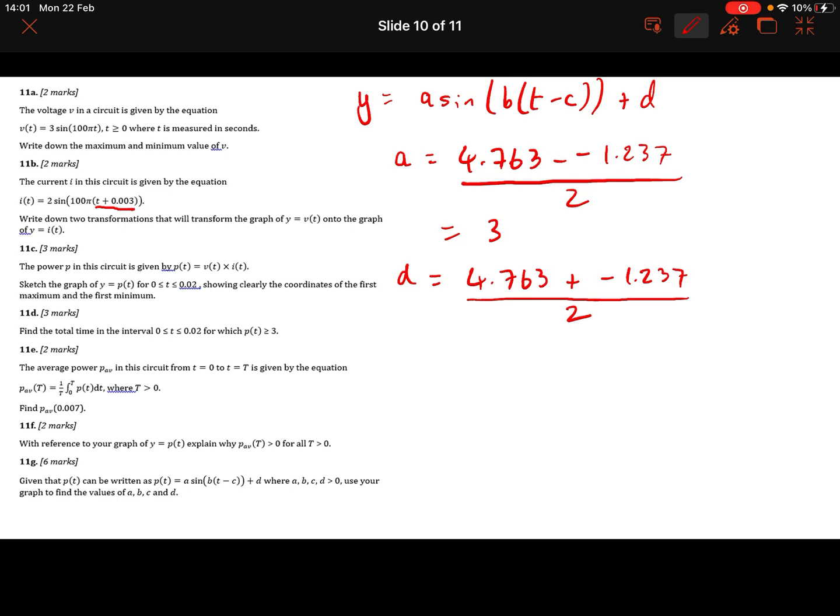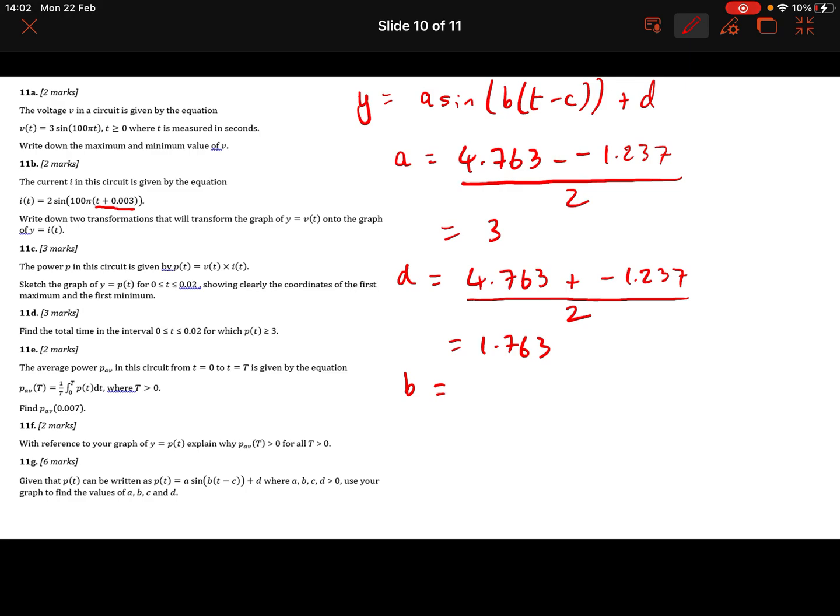Now, the normal period of a sine curve is 2 pi. And so what we need is some kind of scale factor to get it back to what we need it to be. Now, what we need to do is look at the period of the function. You can see that it's recycling itself every 0.01 seconds. The period means how often it recycles itself. So you can see that it starts here, it gets back to the beginning here, 0.01. So the period is 0.01.